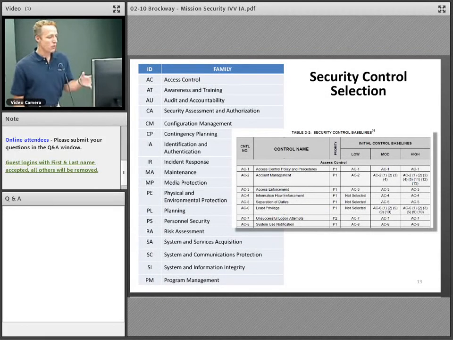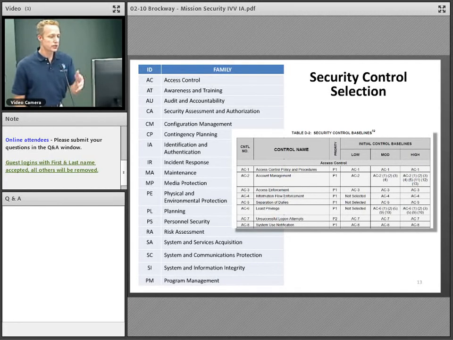For what are your minimum assurance security controls. So obviously a low versus a high is going to have some of the same controls, but a high will have additional what's called enhancements. So if we look at something like account management, you can see that access control 2 for low is also in play for moderate and high, but as are other enhancements.